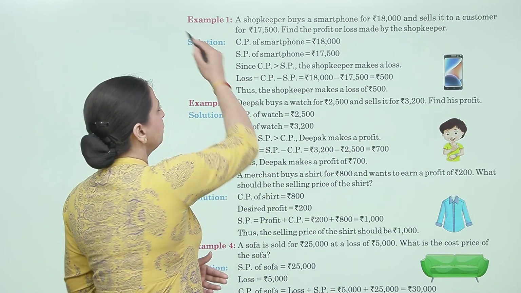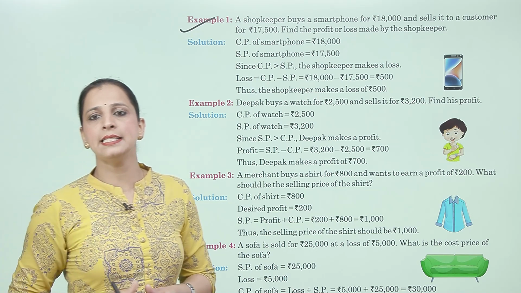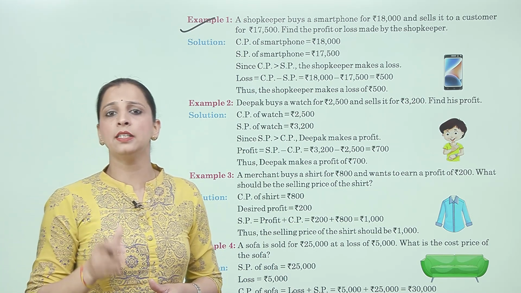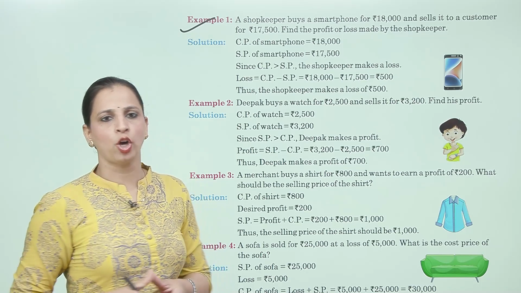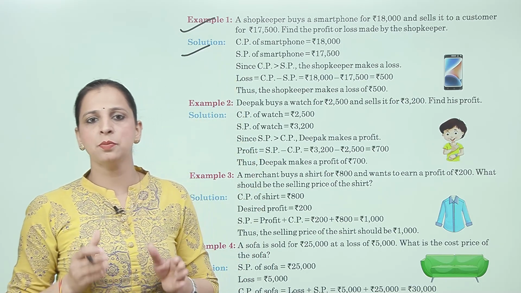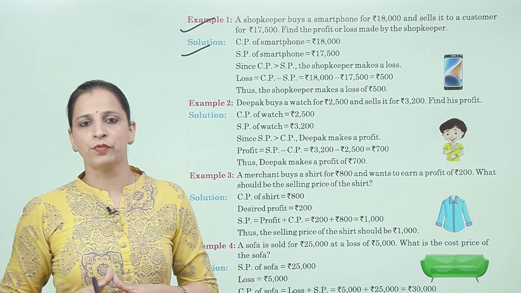Now, example 1. A shopkeeper buys a smartphone for rupees 18,000 and sells it to a customer for rupees 17,500. Find the profit or loss made by the shopkeeper. Solution. Cost price of the smartphone is 18,000 rupees. Selling price of the smartphone is 17,500 rupees.